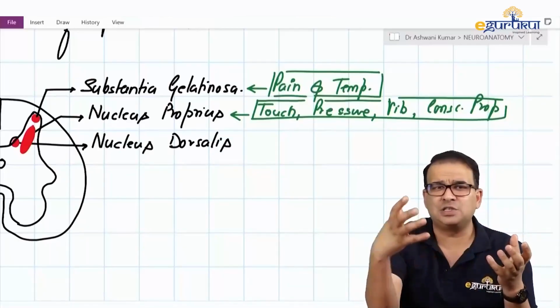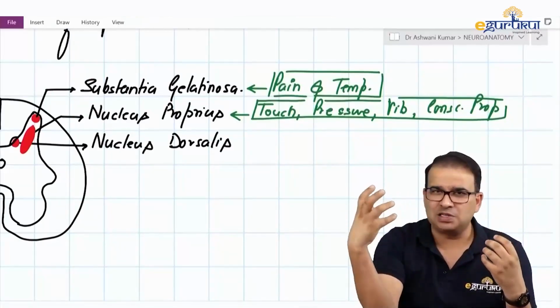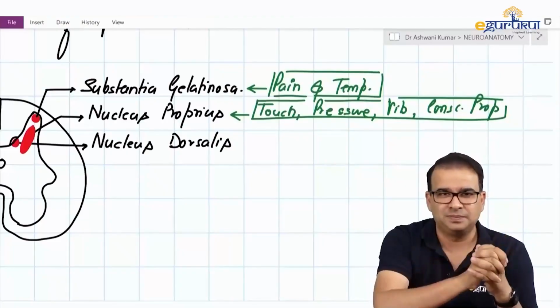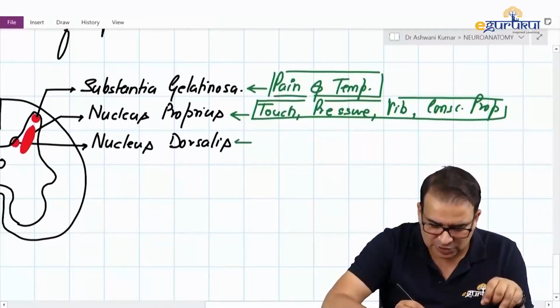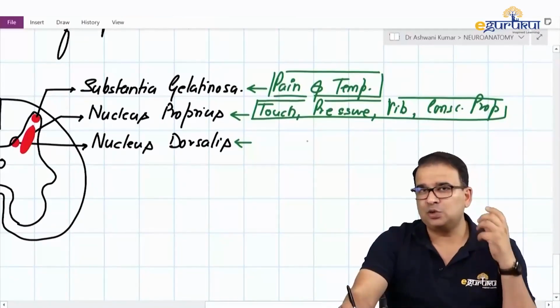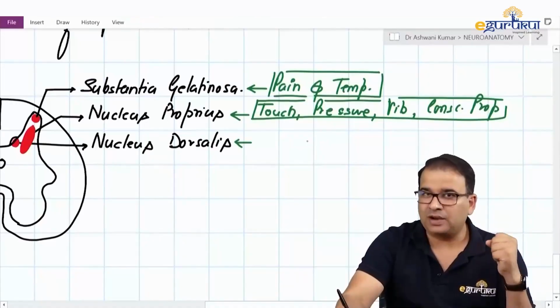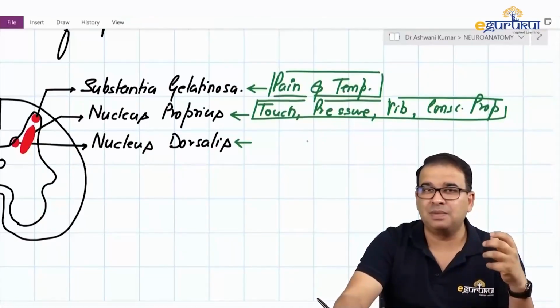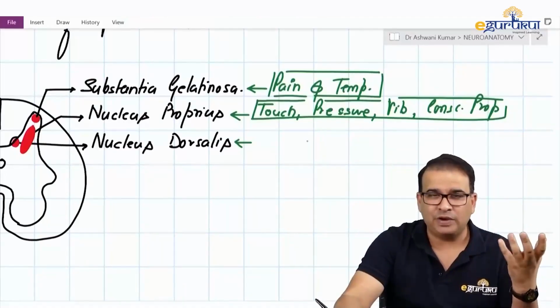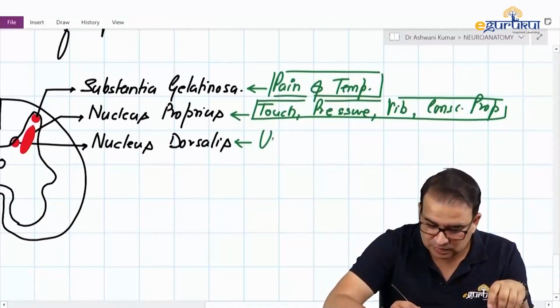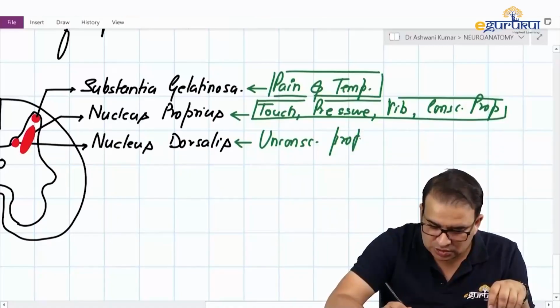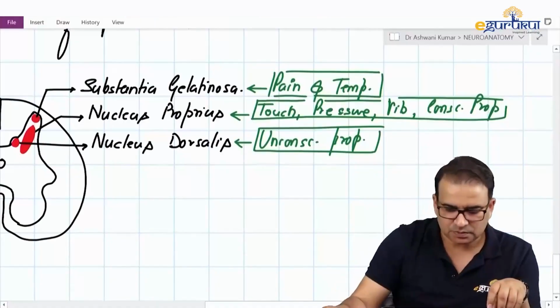And that's why it is the largest nucleus. You can see it's a huge nucleus, which tells you that much information is going to come inside. And nucleus dorsalis has a special relation to the tracts going into the cerebellum. And what tract goes into the cerebellum? Spinocerebellar tract. What type of information? Unconscious proprioception. So unconscious proprioception is bound to go into the nucleus dorsalis.